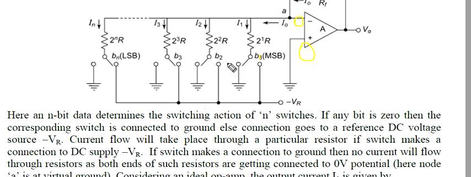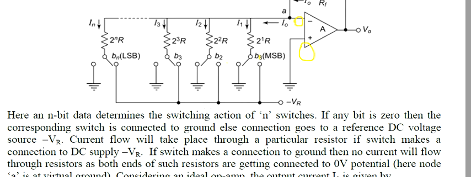Only the current flow will take place through this particular resistance if the switch makes a connection to -VR. If the switch makes a connection to ground, then no current flows through the resistance as both ends of such resistors are getting connected to 0 potential.